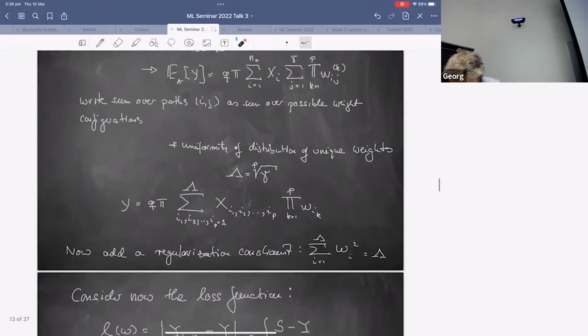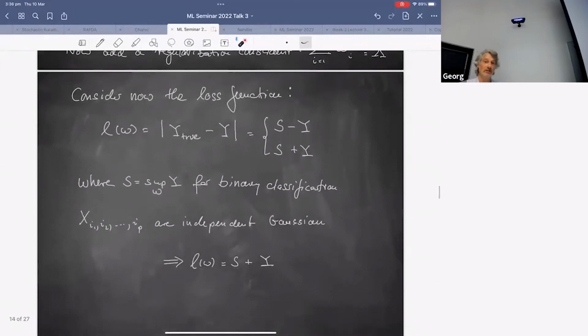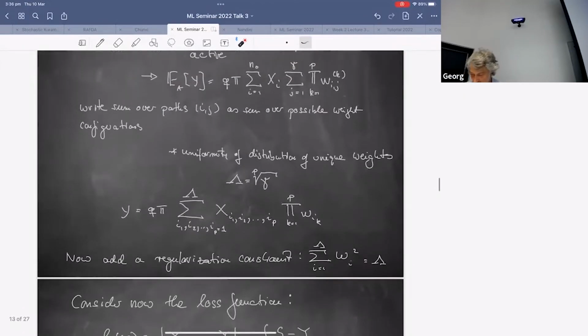Okay. But we need the loss function. Here we only have the y, right? So the output, and this is the output. Remember this thing here was the expectation of y. I sort of abused the notation over all the a's. Okay.